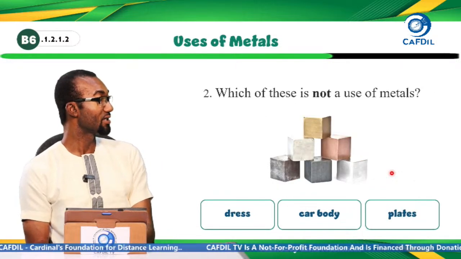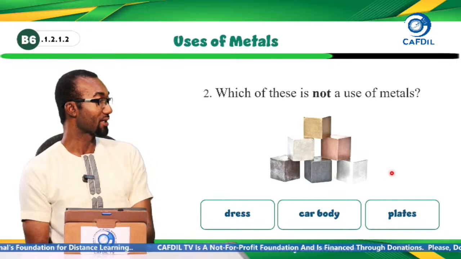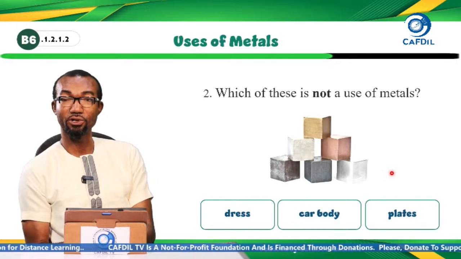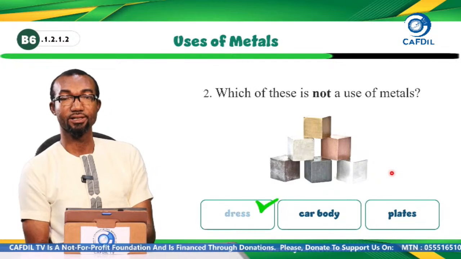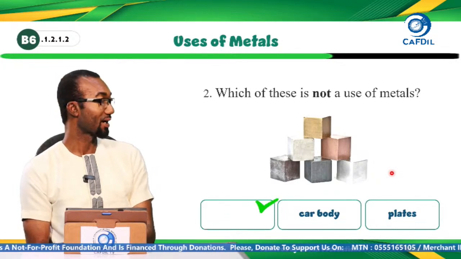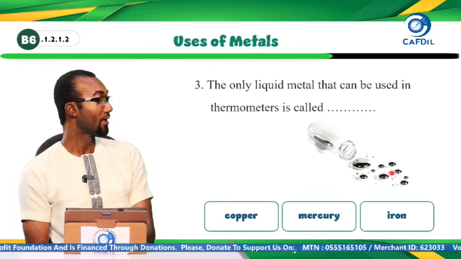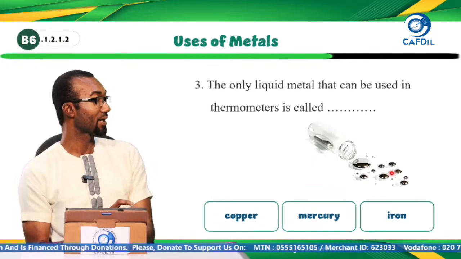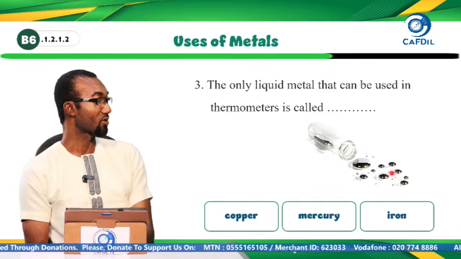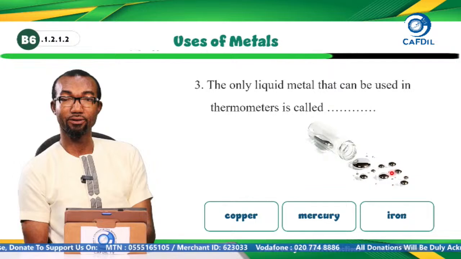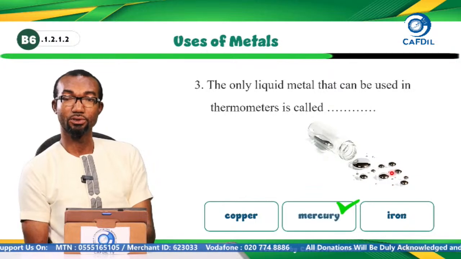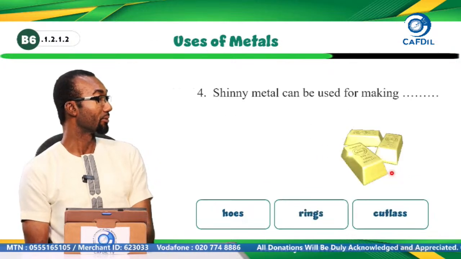2. Which of these is not a use of metal? Dress, car body, and plates. Good, dress. We don't use metals for dresses. 3. The only liquid metal that can be used in thermometers is called, we have copper, we have mercury, we have iron. Good, mercury.